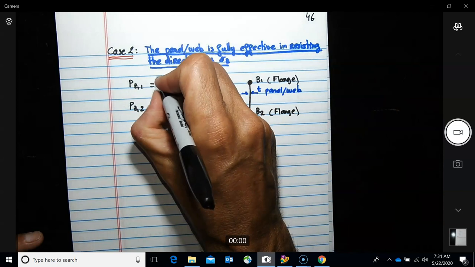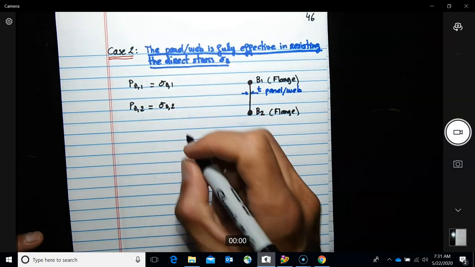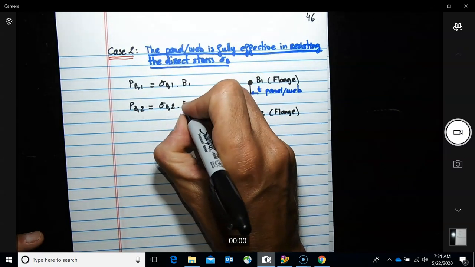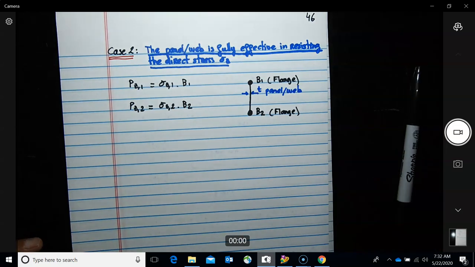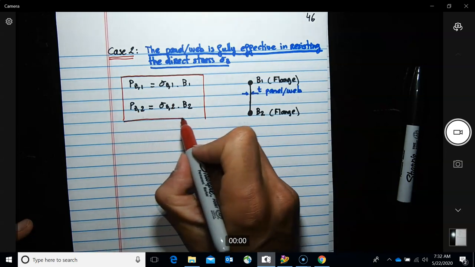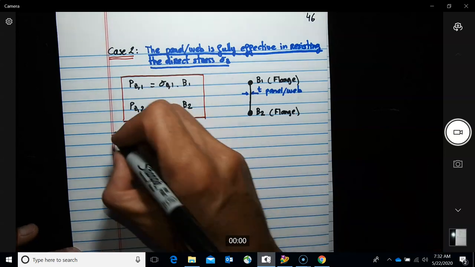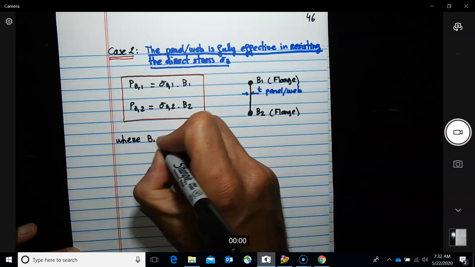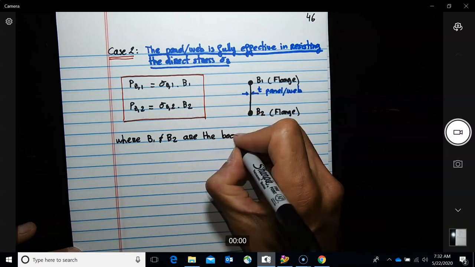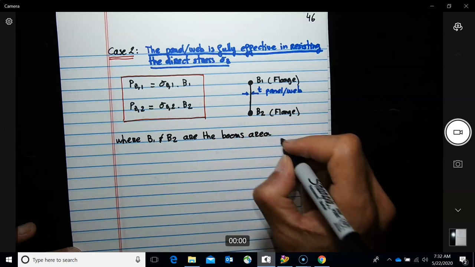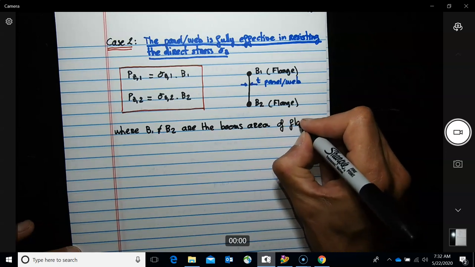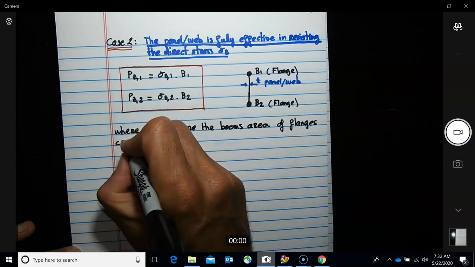So in that case, this one will be equal to stress at one, stress at two can be tension or compression. Okay, so the force will be equal to the stress times the area. So it will be here B1, and this will be B2. Okay, where B1 and B2 are the booms area, of flanges. Cross section, to be specific.